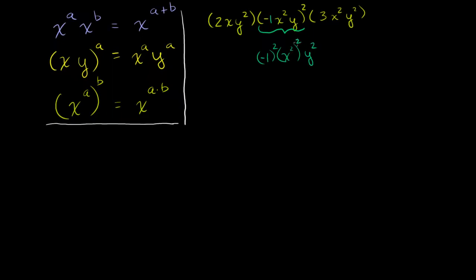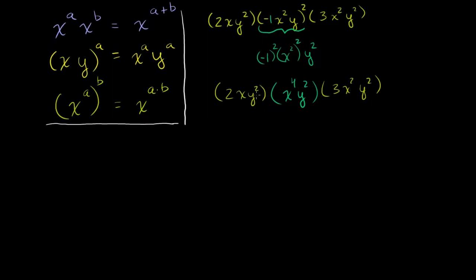X squared squared. Remember, you can just multiply the exponents. So that's going to be x to the fourth y squared. That's what this middle part simplifies to. And let's see if we can merge it with the other parts. The other parts, just to remember, were 2xy squared and then 3x squared y squared. Well, now we're just going ahead and straight up multiplying everything. And we learned in multiplication that it doesn't matter which order you multiply things in.